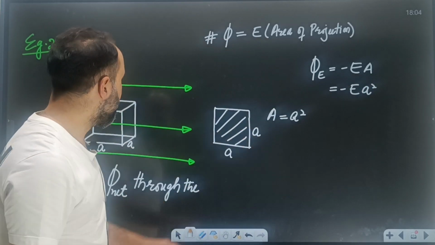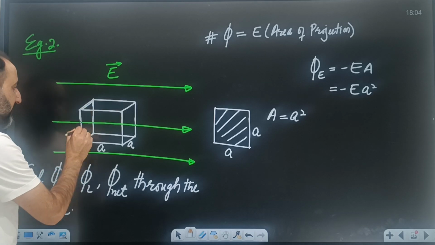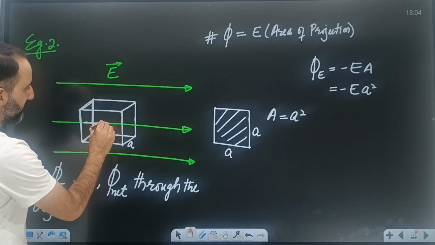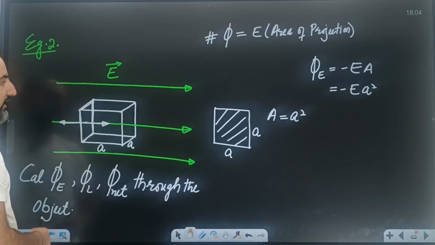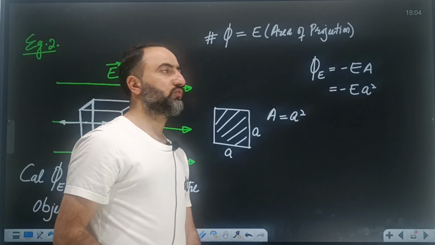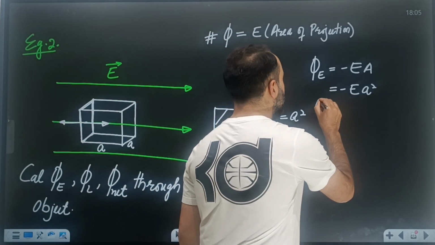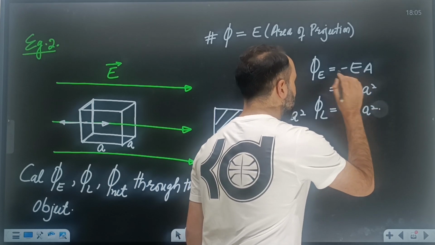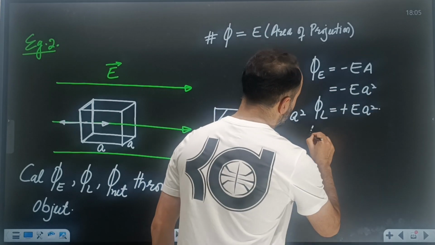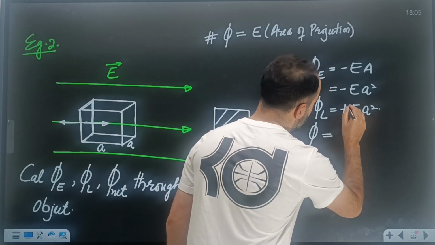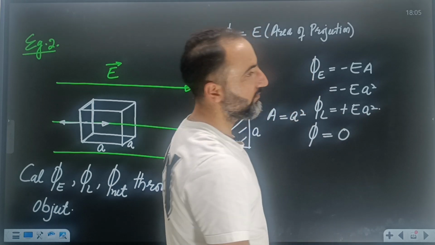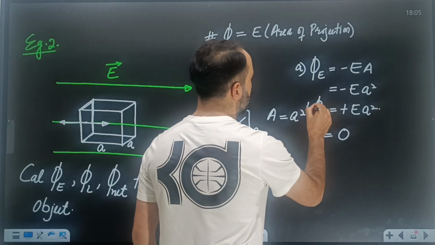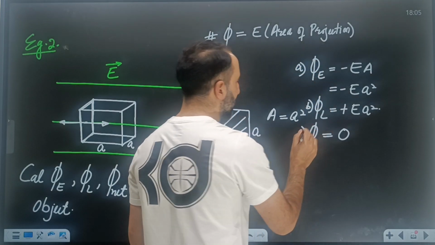Where A is the area, flux is passing through this side, whose area is A, and flux entering is at this very surface, with this electric field and this area vector. Flux entering is negative, that's equal to minus E into A square. What about flux leaving? That will obviously be plus E into A square. And what about the total flux? The net flux will be equal to 0. So the first part is done: flux entering is minus E A square, flux leaving is positive, and the total flux is equal to 0.